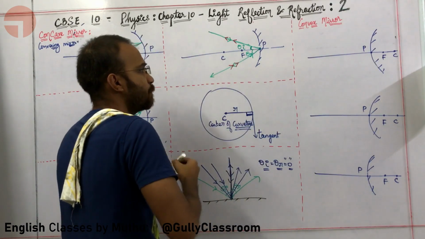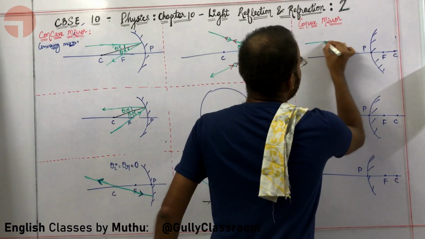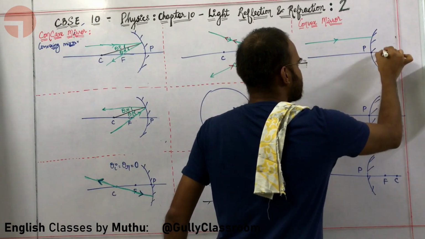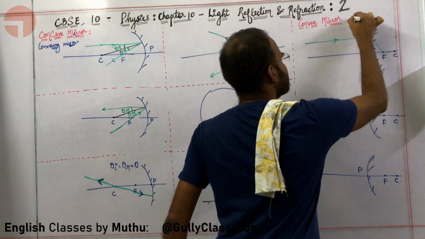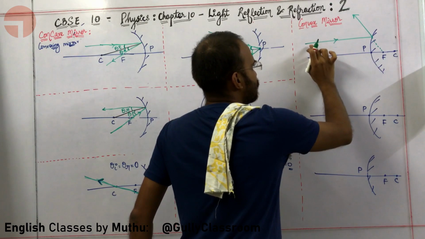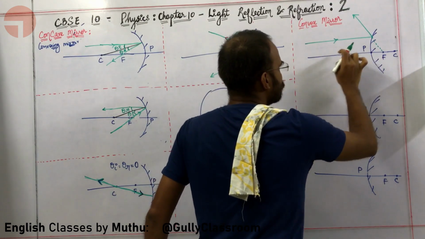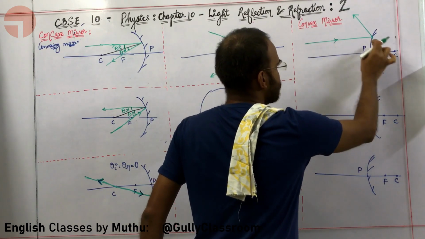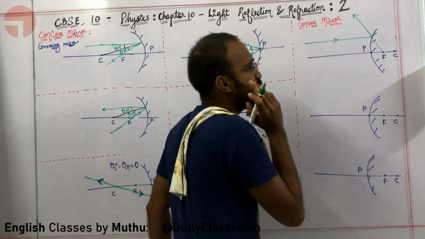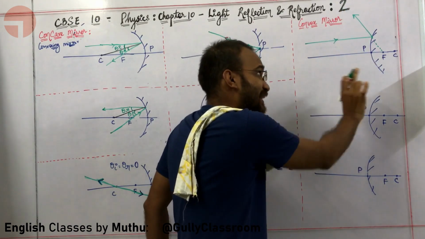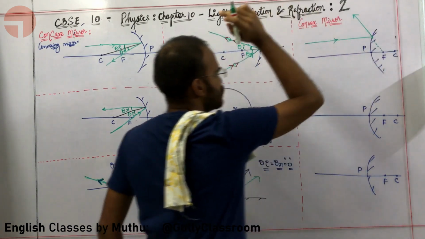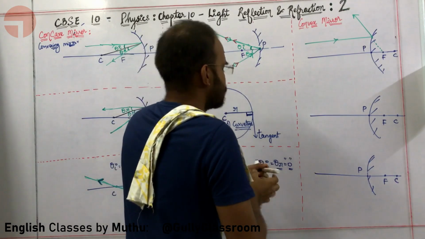First let us draw for a parallel line. A line that is parallel to the principal axis will be reflected in such a way that the diverging ray will seem to come out of the focus. The light which is parallel to the principal axis in a convex mirror will be reflected in such a way. From which point will it seem to come? It will be reflected in such a way that it appears to come from a particular point on the principal axis, which is called the focus.